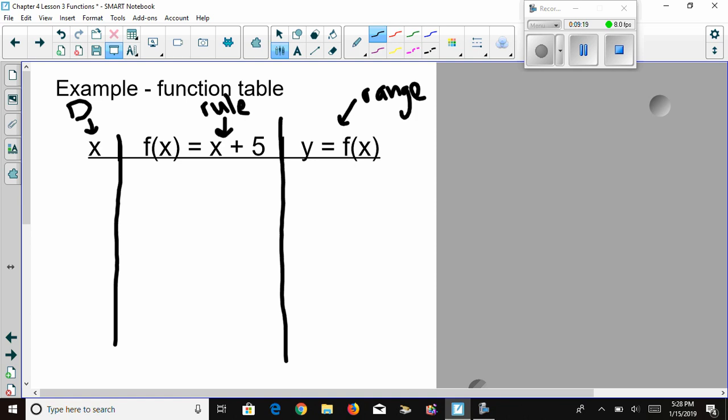In order to use this, we're going to need to pick some numbers for our domain. We're going to need to pick out some x's. You can use any number you want. I'm going to use what is traditionally the at least 4 numbers you're asked to do. Let us use -1, 0, 1, and 2.